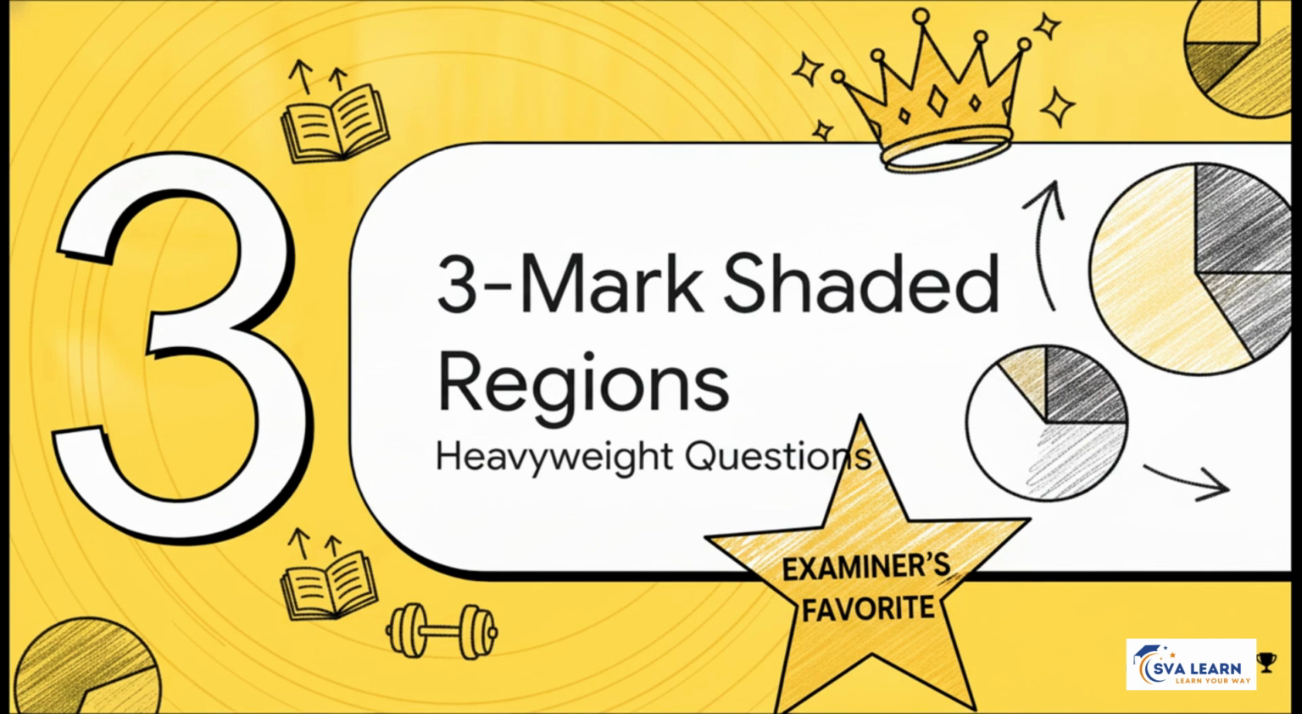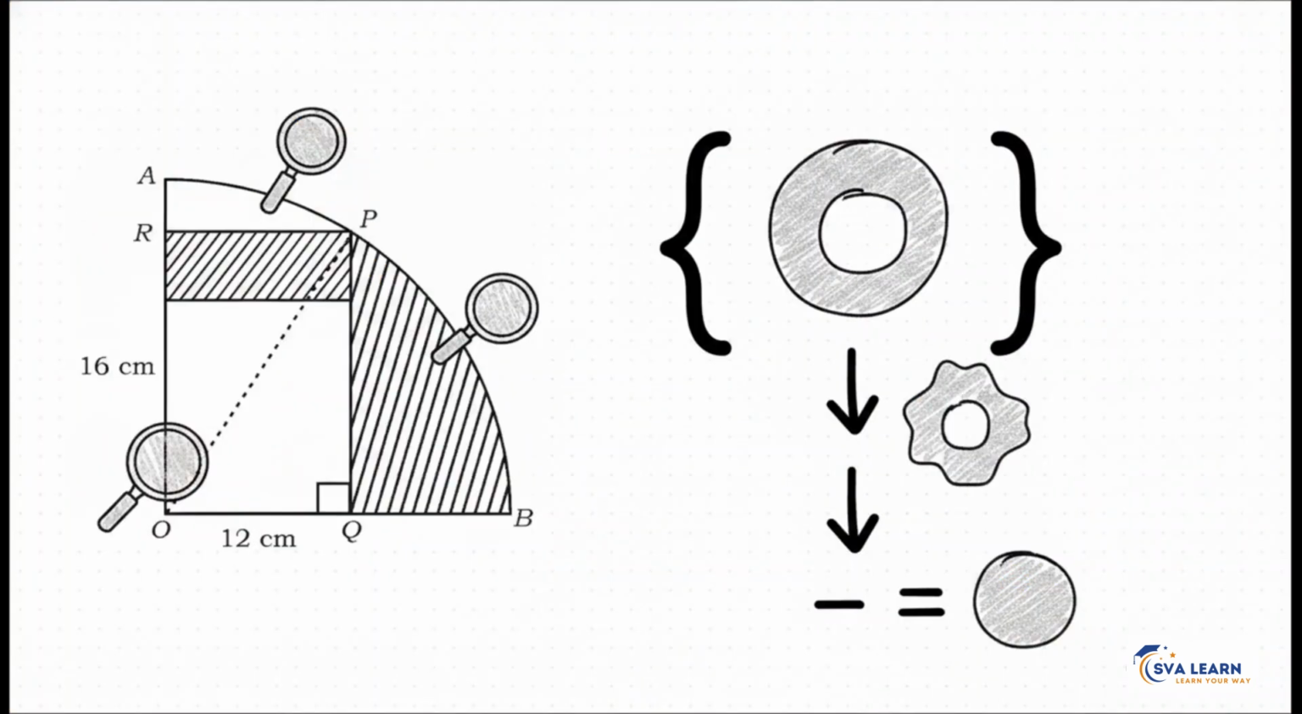All right, now we reach the climax of our explainer. Section 3, the 3-mark shaded regions. This is an absolute favorite for the examiners. These are the heavyweight questions that really separate the average students from the toppers. You flip the page and you see this, the infamous rectangle inscribed in a quadrant. It looks super intimidating, right?